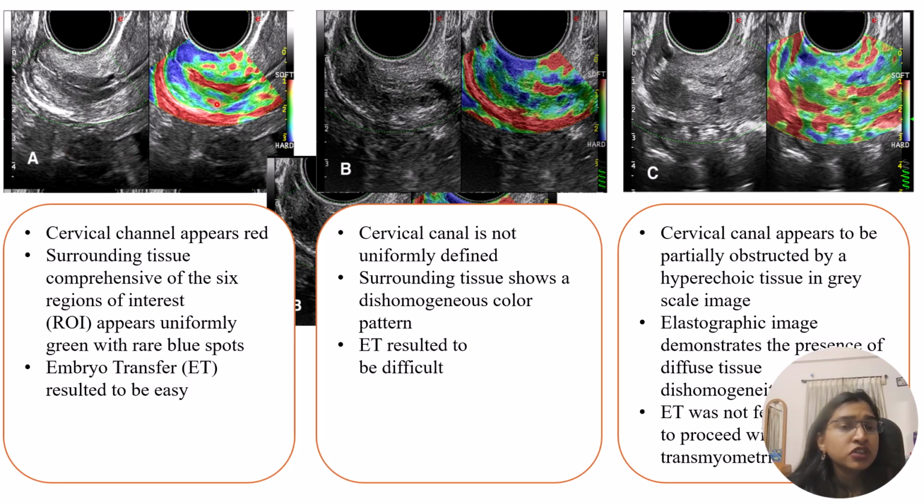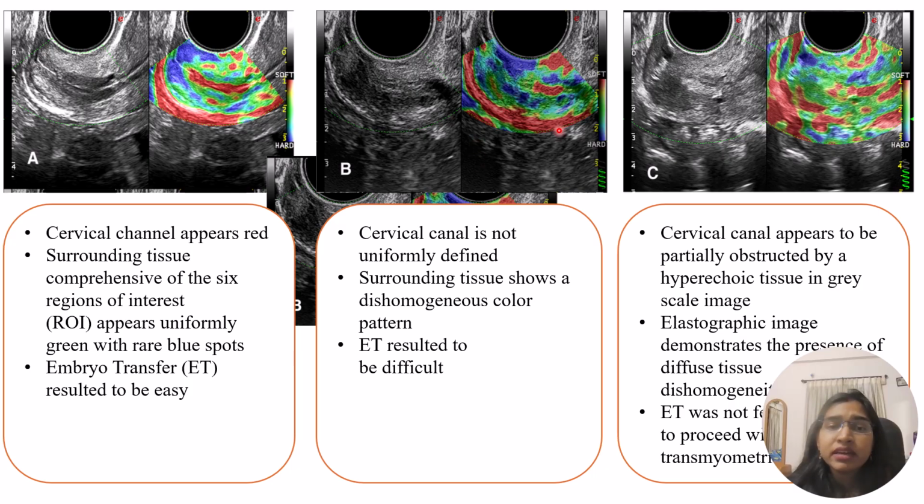See, this picture, it is normal. The cervical canal appears red. The surrounding tissue, comprehensive of the region of interest, appears uniformly green with rare blue spots. So embryo transfer resulted to be easy.